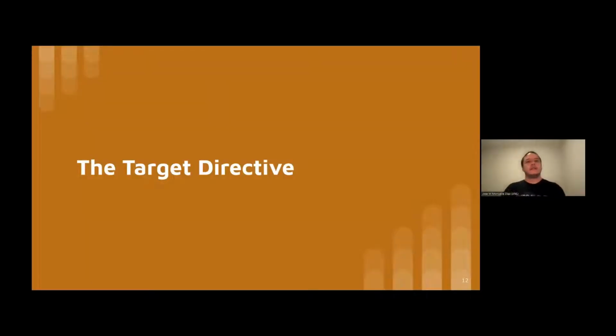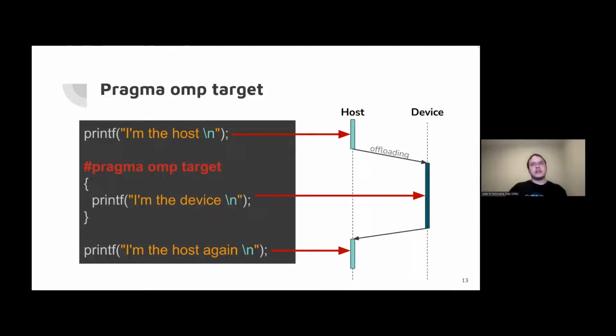Okay, so the target directive is just a directive that says to the compiler, this region of code has to be executed on a target. So OpenMP is responsible to translate, communicate, calls, and issues to an accelerator.